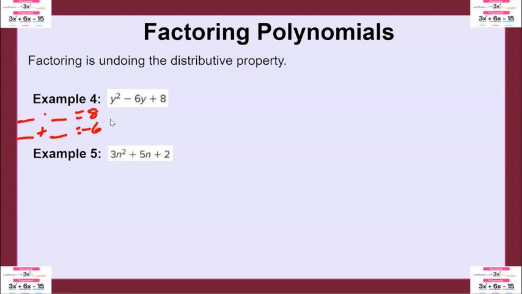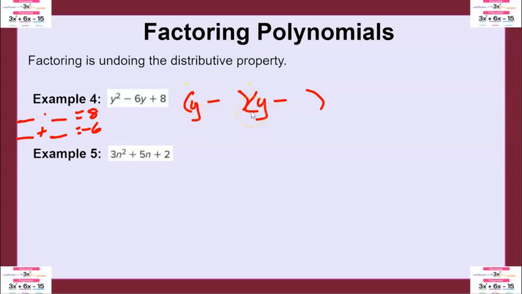So I've got 1, 2, 4, and 8. So 1 times 8 is 8, 2 times 4 is 8. But I have to make sure that if I add those two numbers together, it has to give me a negative 6. Since my C is positive and my B is negative, I have to have two negative numbers. So how I would start off here would be put my set of parentheses in here. I know both of them have to be negative, and my only variable is y.